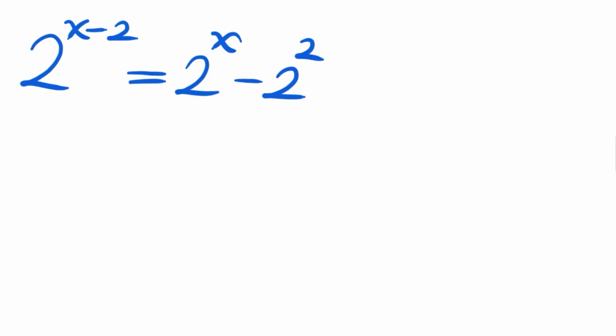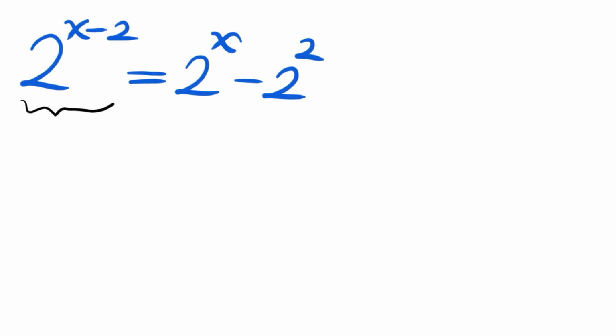We have an exponential equation, actually a quick one. 2 to the power of x minus 2 is equal to 2 to the power of x minus 2 to the power of 2 is our question. Let me write this left hand side.